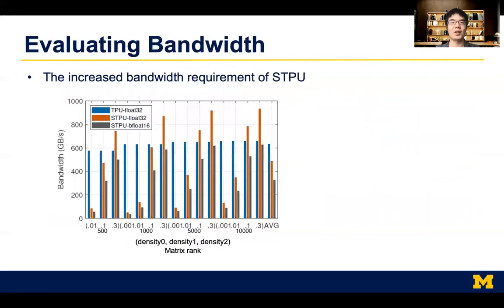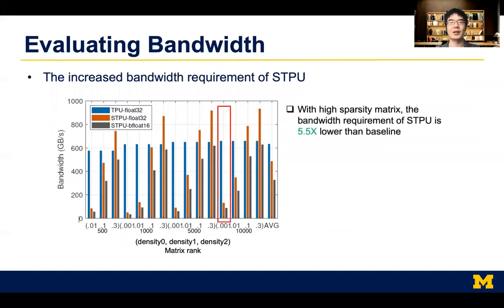In addition, we evaluated the bandwidth requirement of TPU and STPU because STPU uses data index for selecting the input element and matching it with the index stored. So we need extra data. As shown in the figure, when the density is low, STPU actually saves data bandwidth because matrix packing reduces the total amount of data needed by 5.5 times.